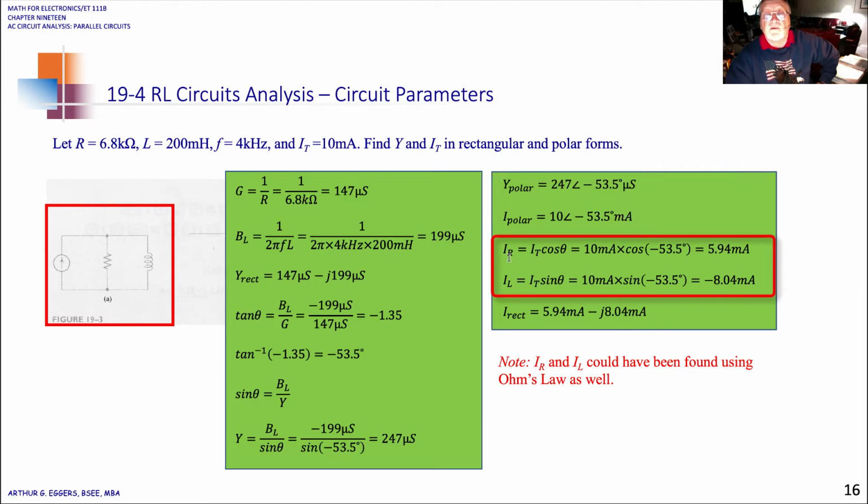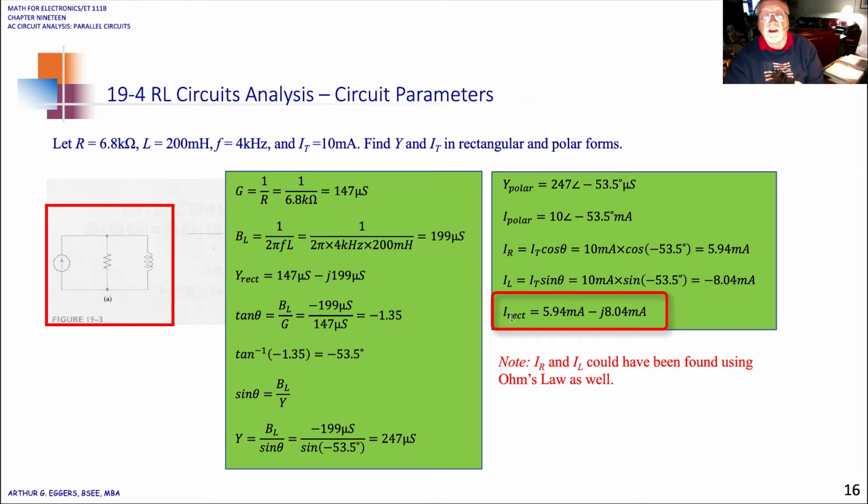Solving for, as we did before, I sub R is equal to I T cosine theta. We get 5.94 milliamps, and the total current in the inductor, 8.04 milliamps negative. Again, it's not shown here, but we could have calculated I sub R and I sub L using the Ohm's law relationships that we've used in the past. Finally, the rectangular value for the current, 5.94 minus J 8.04 milliamps.